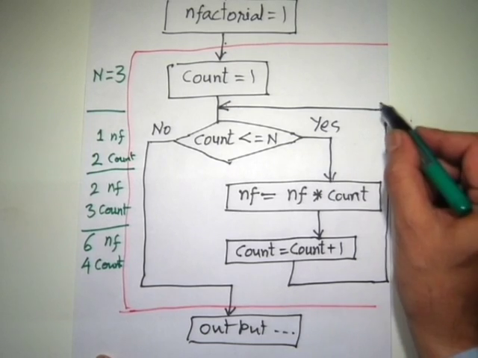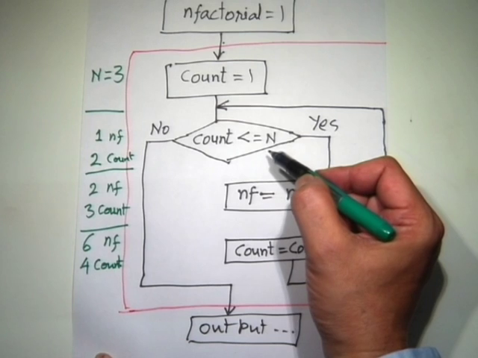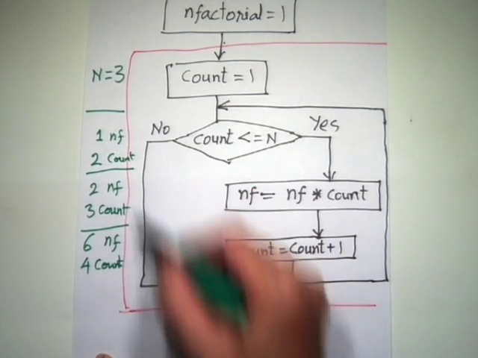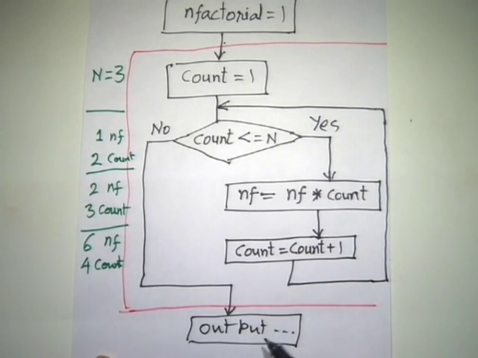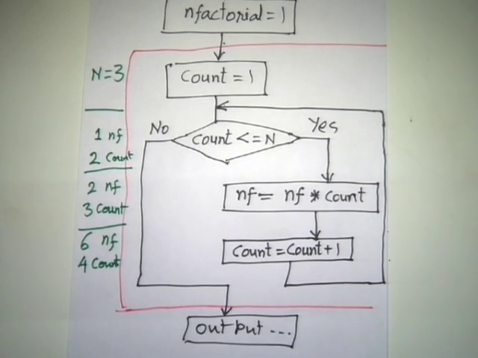Now I go back again and Dumbo checks. Is 4 less than or equal to 3? No, it is not. The answer is no. This time Dumbo will come out and it will print out the value of n factorial, which is 6. So we confirm that Dumbo will yield the correct answer. This kind of hand execution by drawing a flowchart is often a good idea initially to validate whether your iterative statements or repetitive statements to Mr. Dumbo will execute correctly or not.